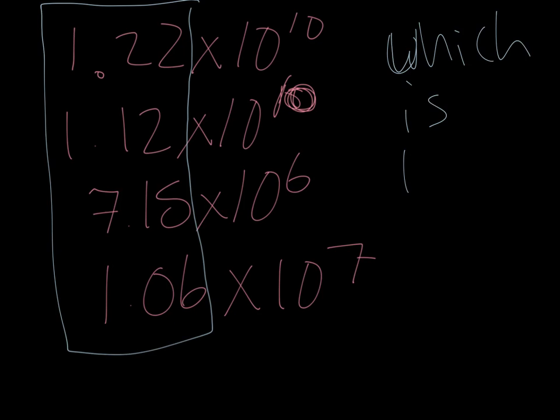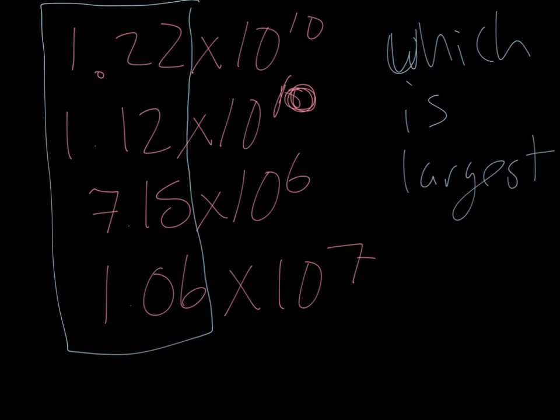Which is largest? And so the gut reaction when we first see this without really knowing scientific notation is to go with this number, 7.15 times 10 to the 6th. We see the 7.15, we notice that is way bigger than 1 point anything, and then we say, well, 7.15 has to be bigger. But if we know that all of our scientific notations are about decimal movement, we can see that we have 10 to the 10th, 10 to the 10th, 10 to the 6th, and 10 to the 7th.